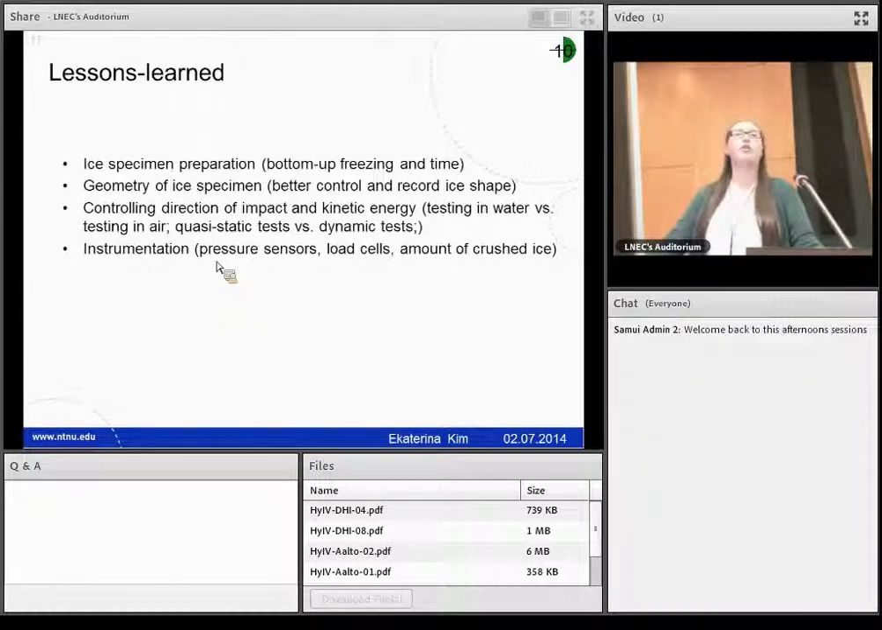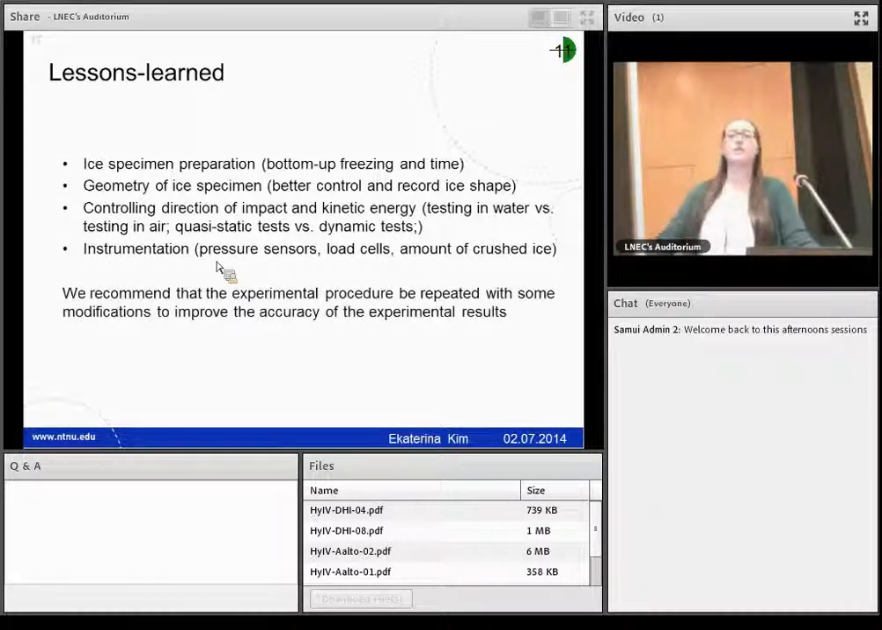And also the amount of the crushed ice is preferably to be recorded, which could be easily done in the air. In water it's a little bit more challenging. And in the air it could be done by measuring the ice mass before and after the impact. And overall, we recommend that the experimental procedure be repeated with some modifications to improve accuracy of the experimental result.